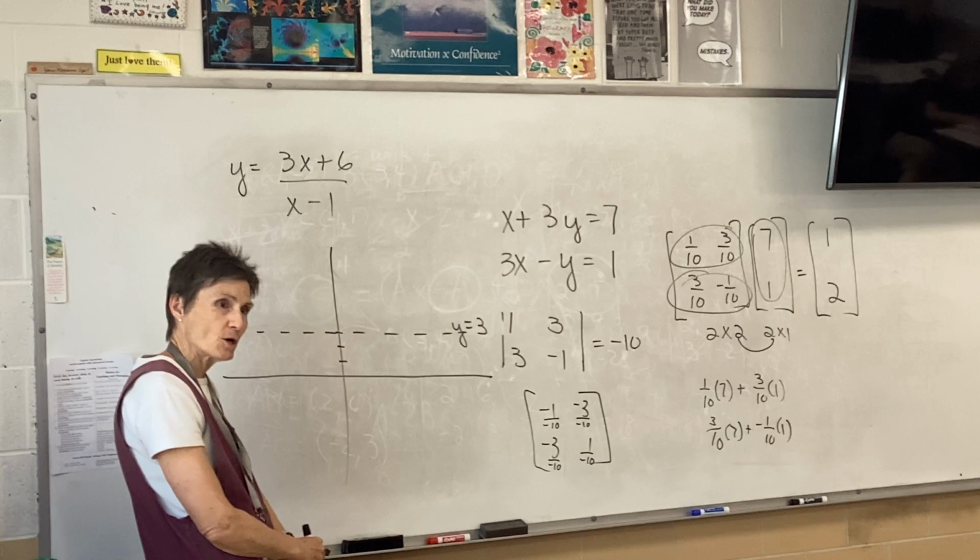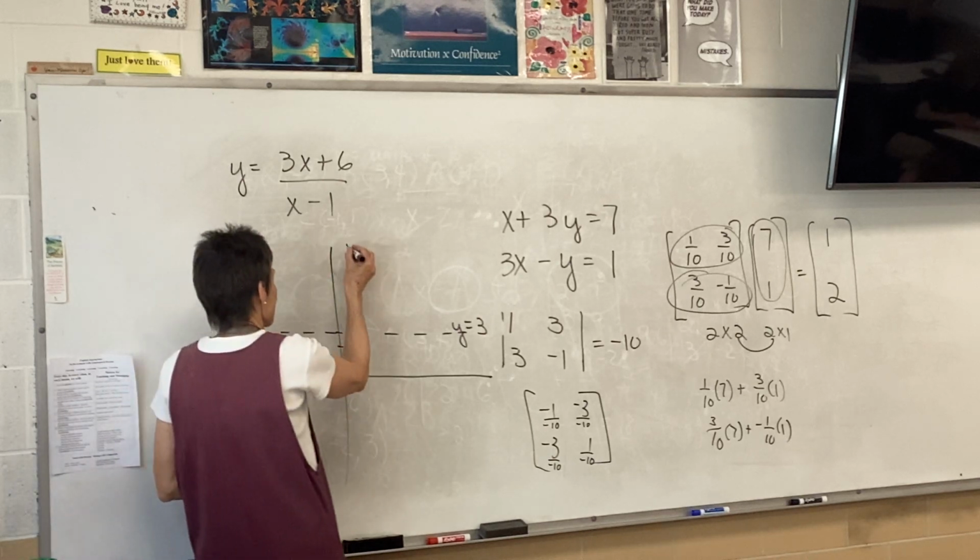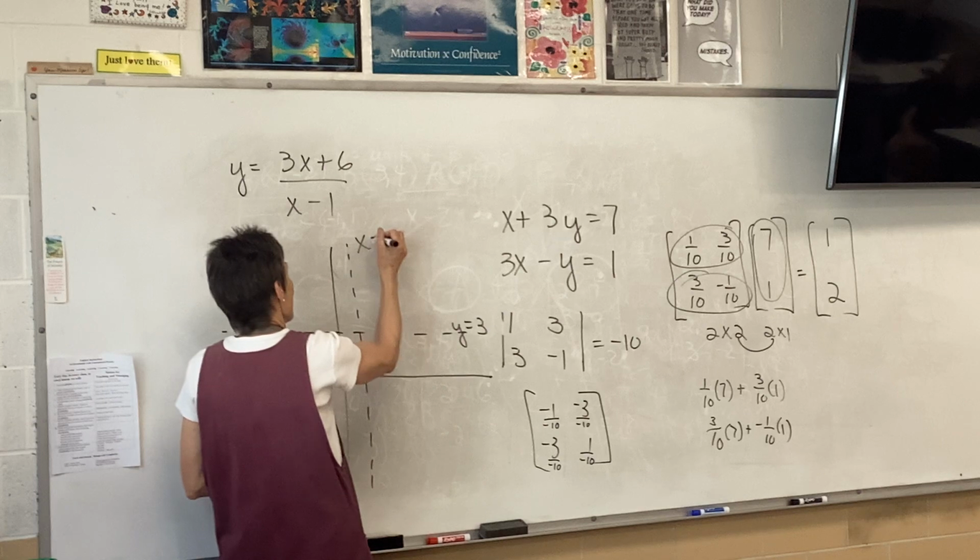Where's my vertical asymptote? Oh my gosh. At 1, x can't be 1. You guys are stressing me out. X can't be 1.